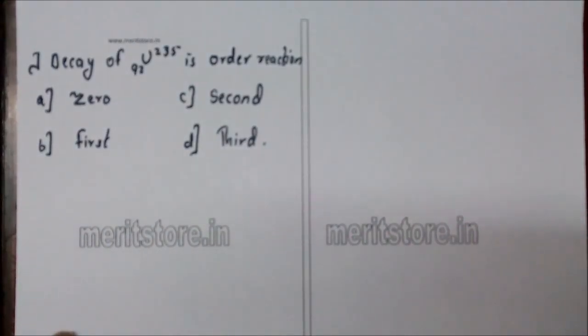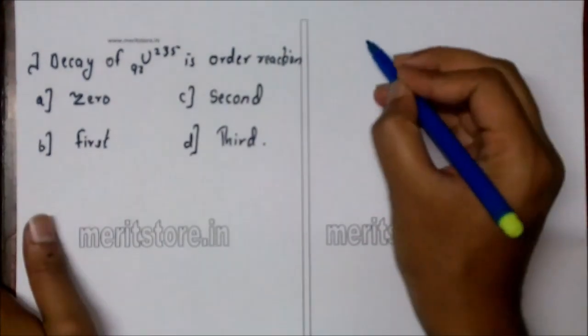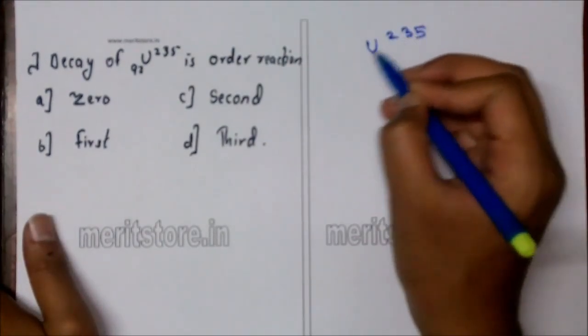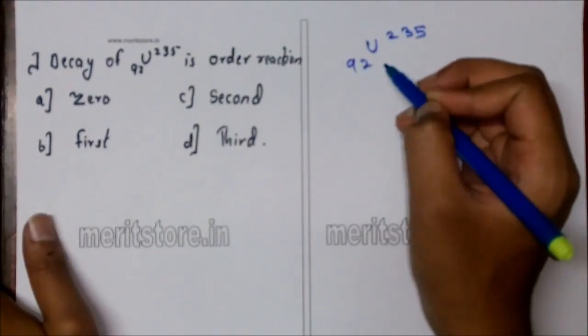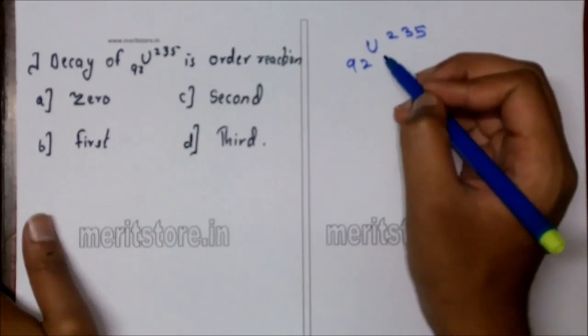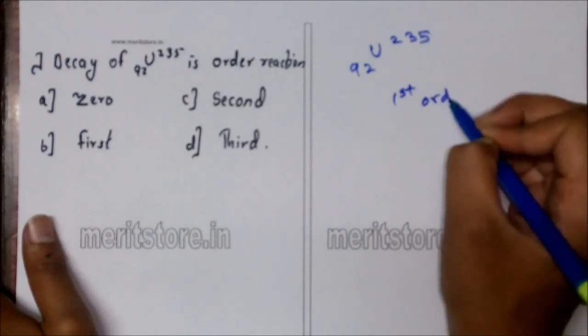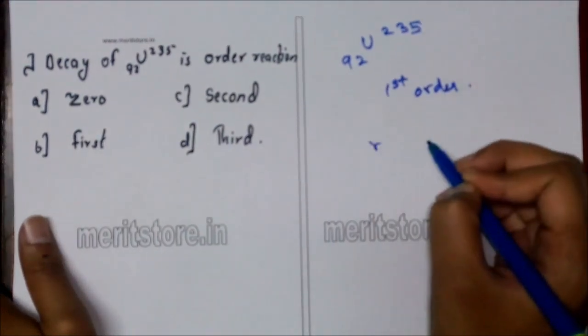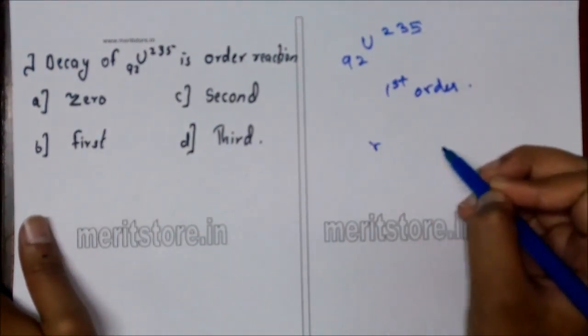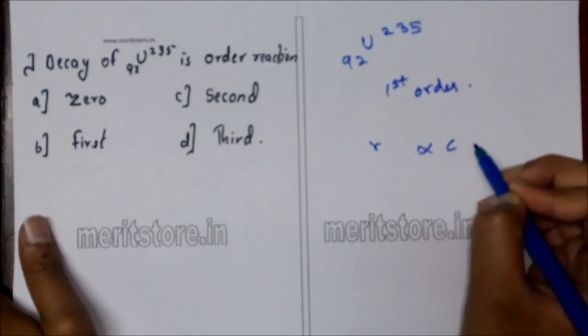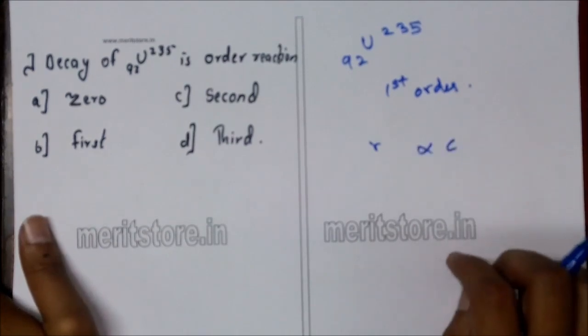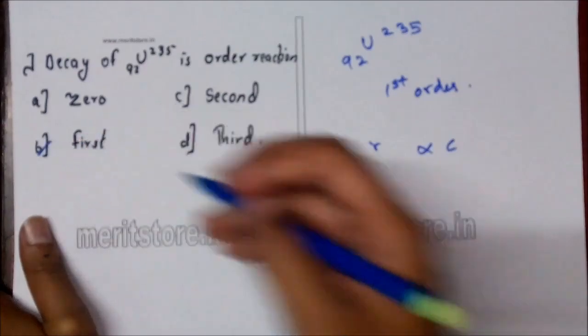Next question is decay of U raised to 235, where 235 is the atomic mass and 92 the atomic number, is what order reaction. So uranium 235 upon 92 is a radioactive element. The radioactive disintegration reaction is of first order because its rate of disintegration depends on concentration of the radioactive material only. So option B is the correct answer.